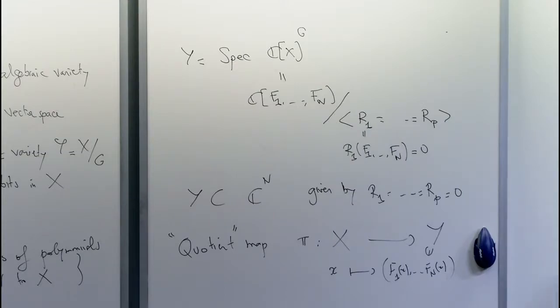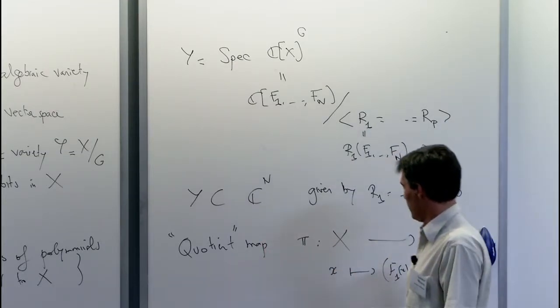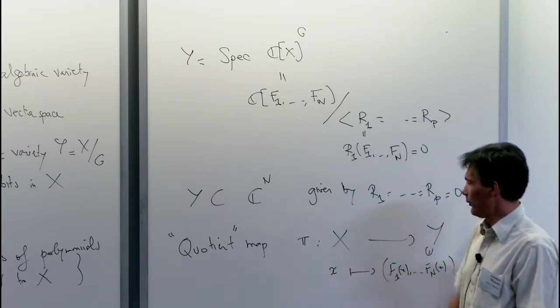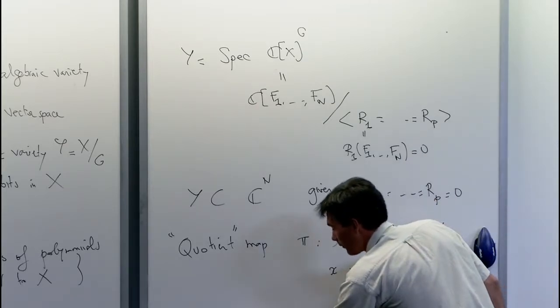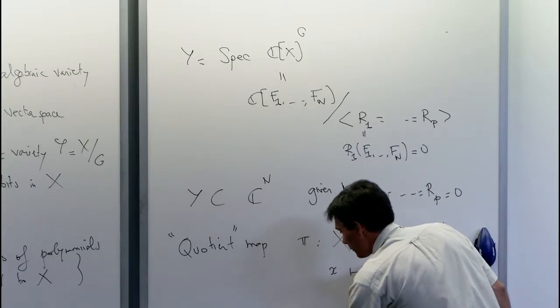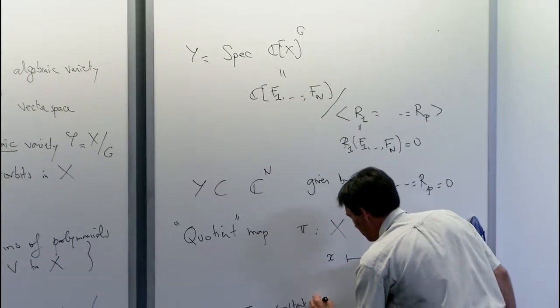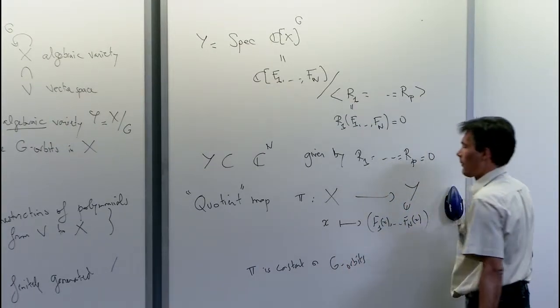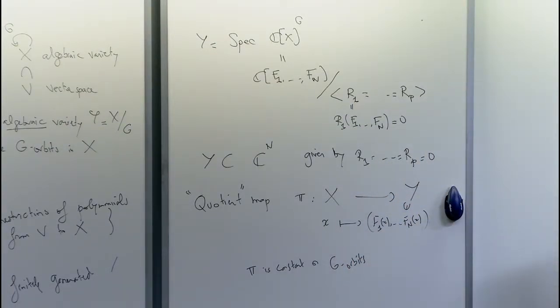And why is that a quotient map? Well, since the F1 to Fn are G invariants, this map will be constant on the G orbits. Okay, so that's what we want to do.